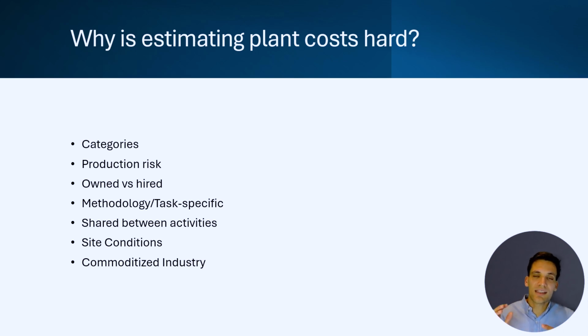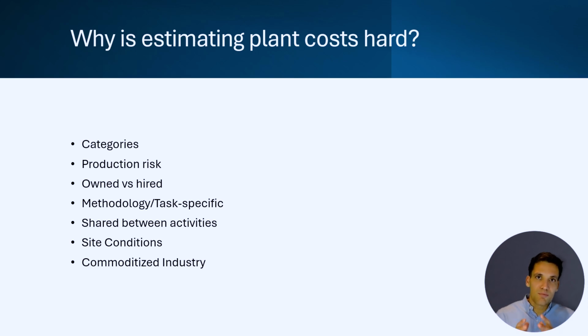The next one is you can own plant, you can hire plant, you can dry hire plant, you can wet hire plant. So there's all these different ways we can engage resources on our project, and if we're factoring the wrong way into our estimate, then the budget we have for our plant allocation is going to be wrong.